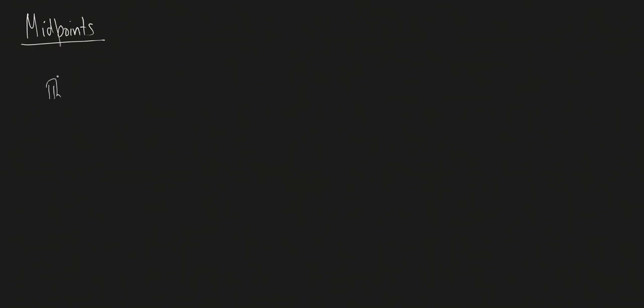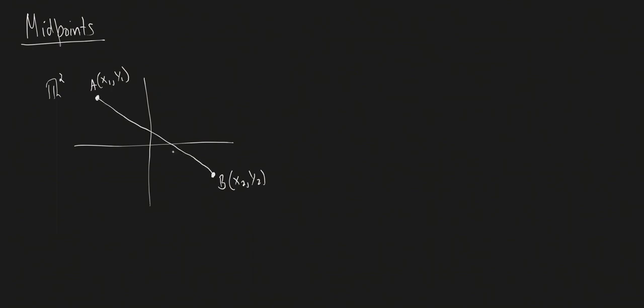So let's say we're in 2 space. So we have our coordinate plane, and suppose we have 2 points. Let's say they're point A, which has coordinates x1, y1, and B, which has coordinates x2, y2. And then, of course, we can define the line segment that goes from A to B. And as far as the midpoint is concerned, it is essentially the point that is exactly halfway between A and B.